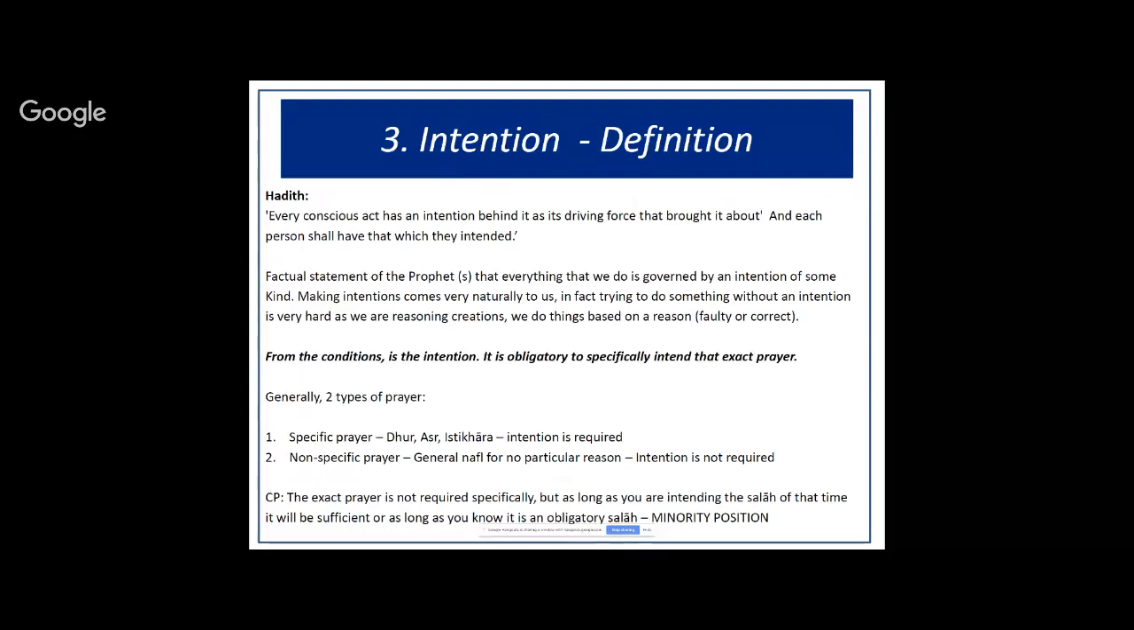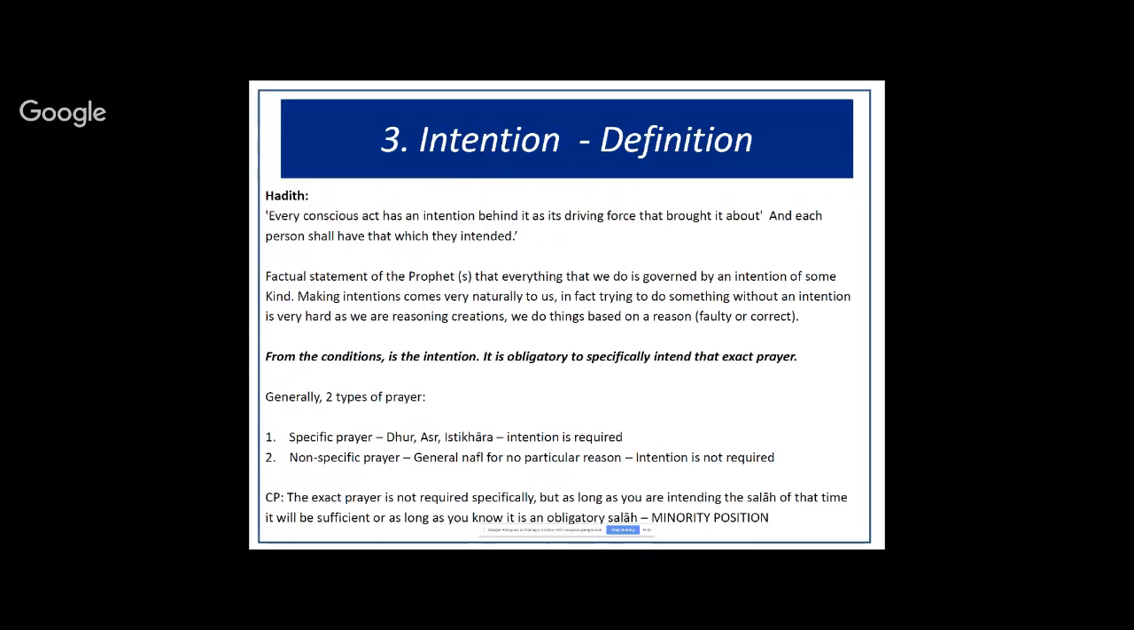Okay, so we mentioned this in the slide. There are two types of prayer. Number one, a specific prayer, like dhuhr, asr, istikhara, where intention is required. And then you've got a non-specific prayer, which is just general nafil, which you're just praying for no particular reason. It's not like a legislated act. You're just praying nafil for the sake of Allah subhanahu wa ta'ala. For these ones, intentions are not required.